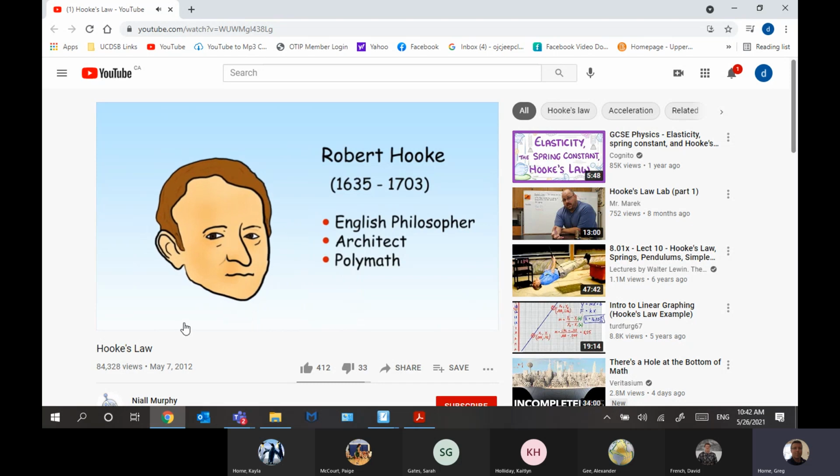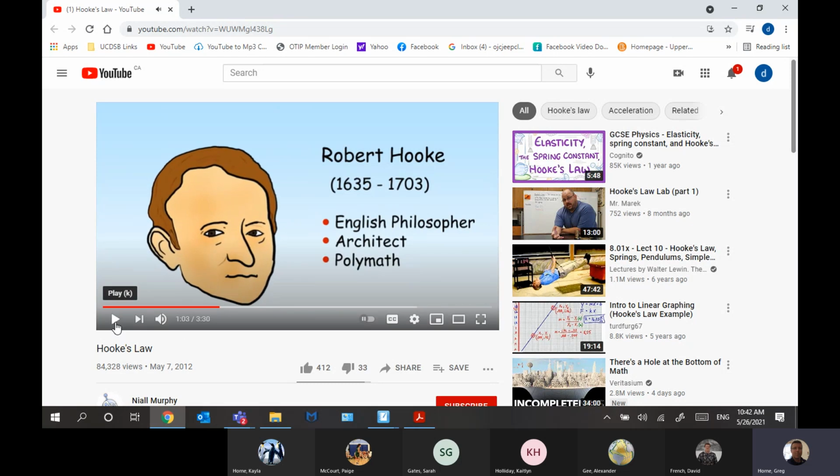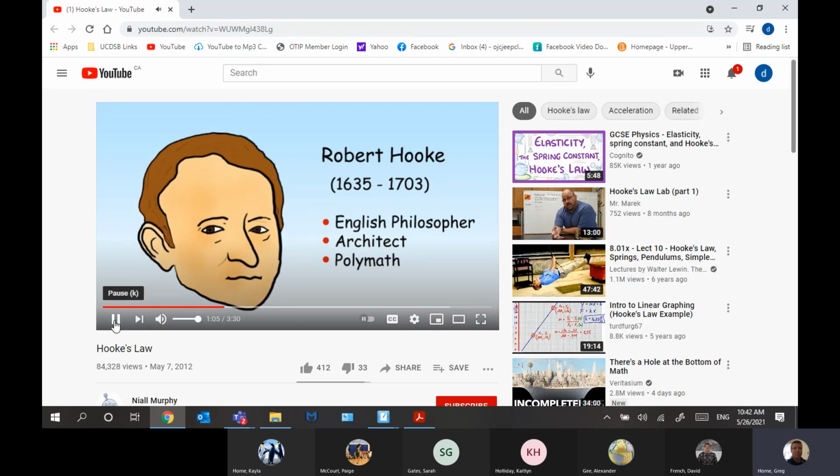Hooke's law is named after Robert Hooke, a 17th century British physicist who first stated this law in 1660. There you go, Robert Hooke, 1635 to 1703. I couldn't remember the dates. That's all, but quite a while ago.